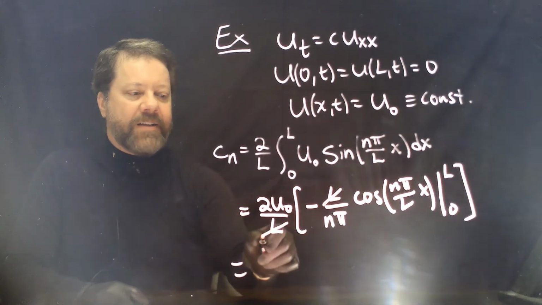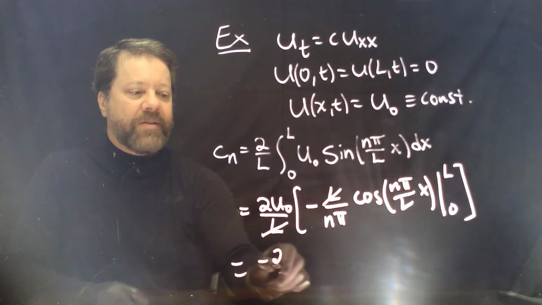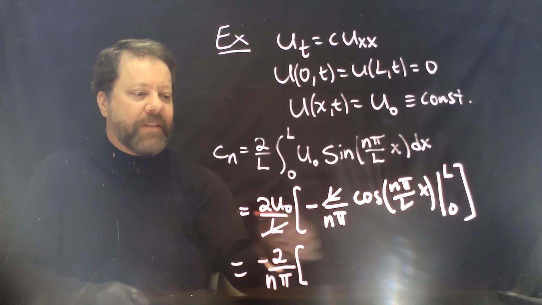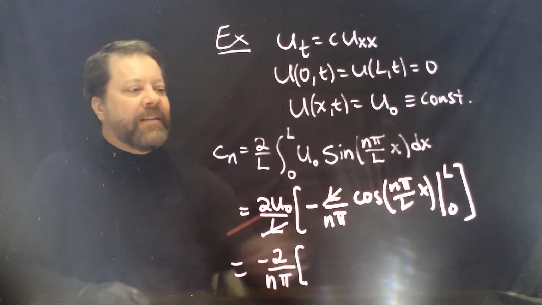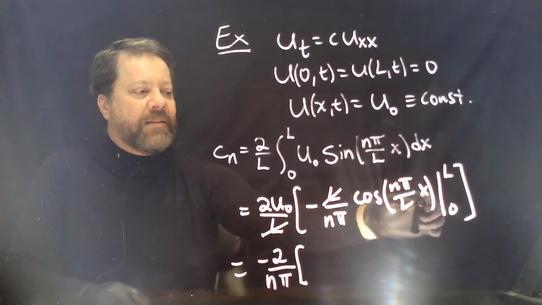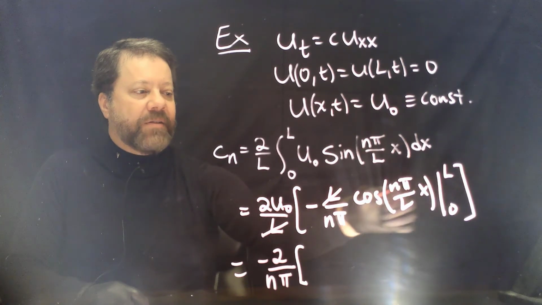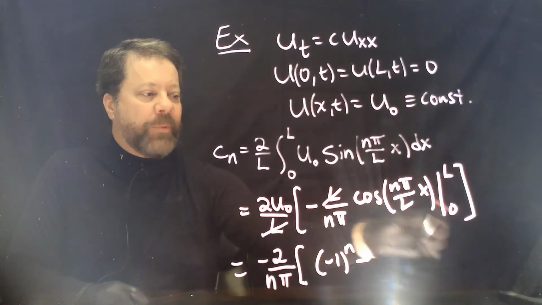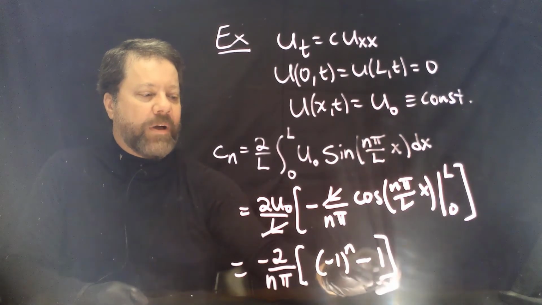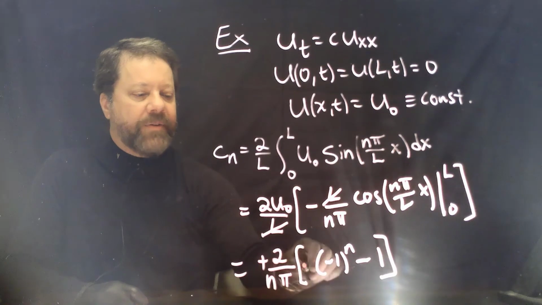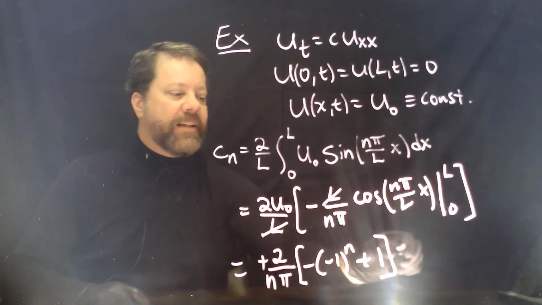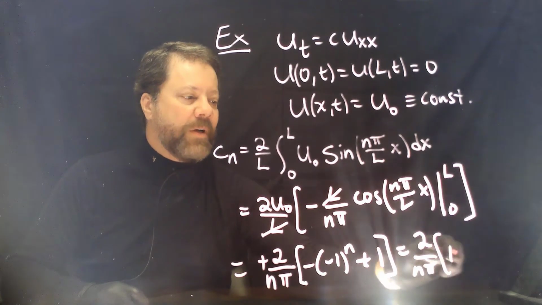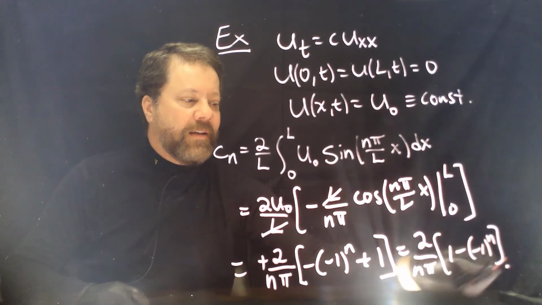You can see these L's are going to go. We'll have this minus 2 over n pi, factoring the minus 1 over n pi out. When we plug in L, we'll have the L's cancel. Cosine of n pi is negative 1 to the n. And when we plug in 0, we'll have 1. We can push this negative through and rewrite this as 2 over n pi times 1 minus negative 1 to the n.